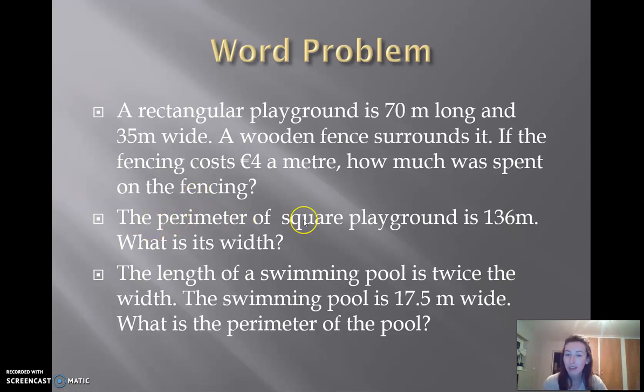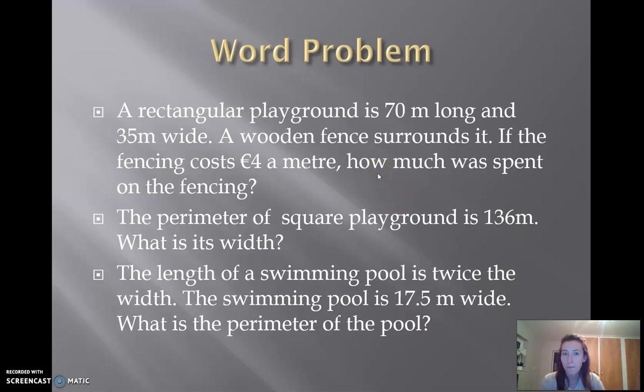The next one, they tell you what to do. The perimeter of a square playground is 136 meters. What is its width? The trick is it's square. Finally, the last one: the length of a swimming pool is twice the width. The swimming pool is 17.5 meters wide. What's the perimeter of the pool? It's a little wordy, so have another reread of that one. Pause the video now and do those questions.